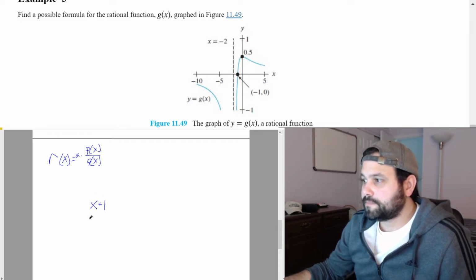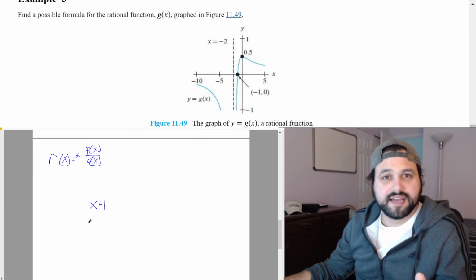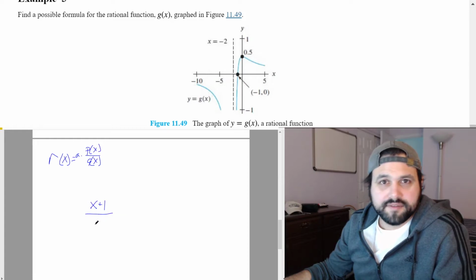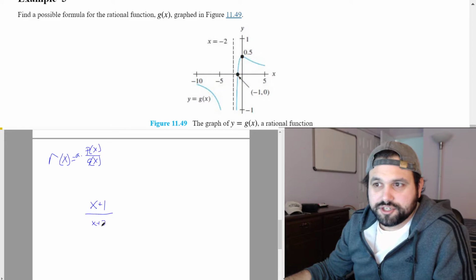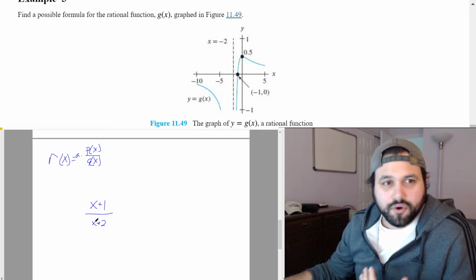Good, x plus 1. Now I see a vertical asymptote at x equals -2. So that tells me that in the denominator I have x plus 2. Okay? And I don't see any holes or anything.